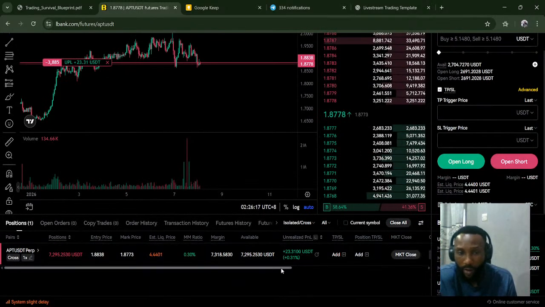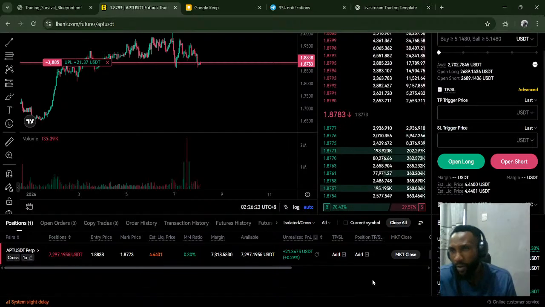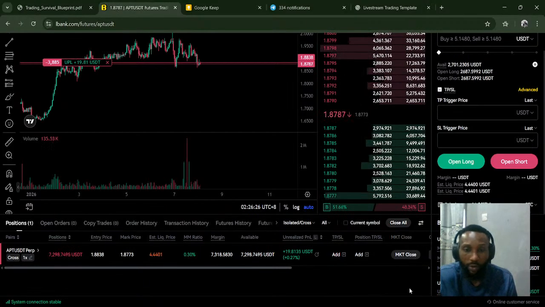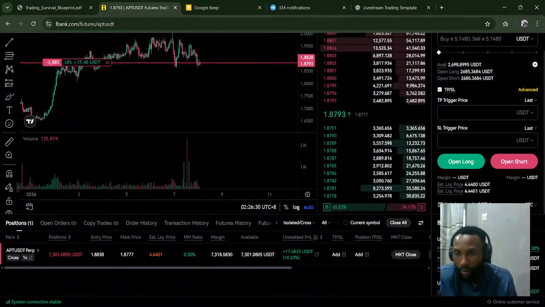But this was just a test. Maybe I'll do a proper analysis and a proper trade for you guys tomorrow, and I'll show you another professional formula that we use to calculate position size and manage our risks properly.